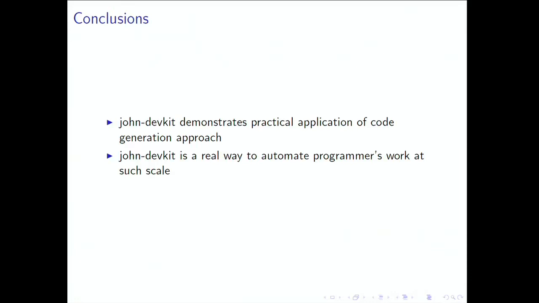So we can conclude from that John DevKit demonstrates how you can practically apply code generation, because code generation is something which is very general. You cannot always know if it will be useful, but additionally John DevKit appears to be a practical optimization solution, because you can do optimization once and then apply it to all algorithms which are described for it. Thank you.